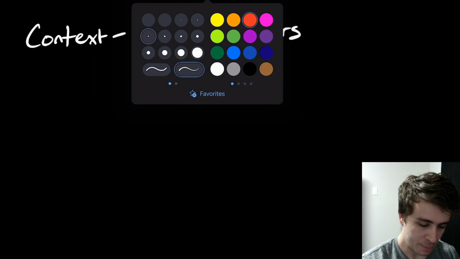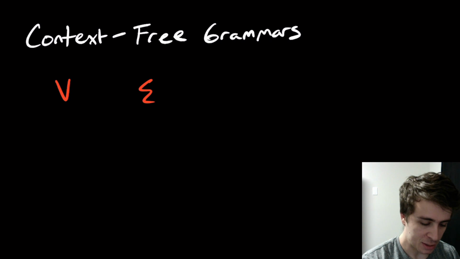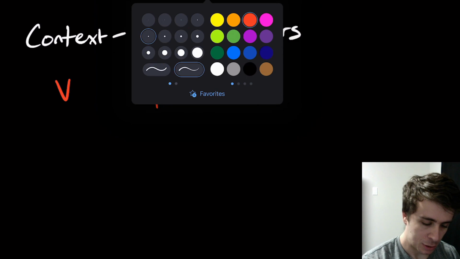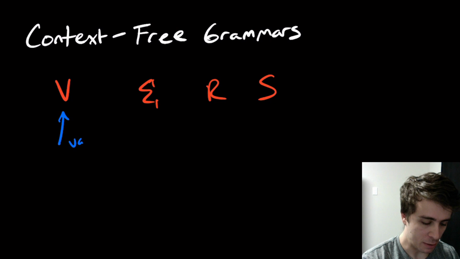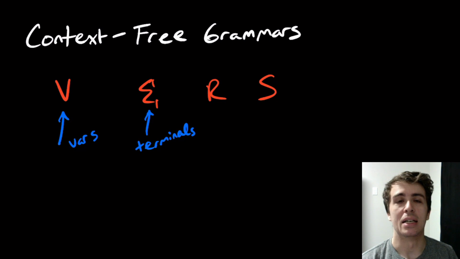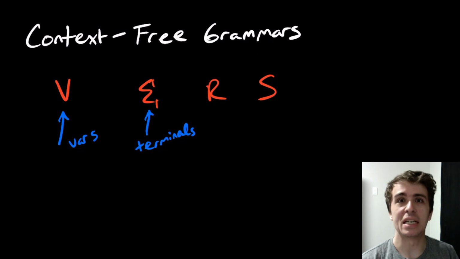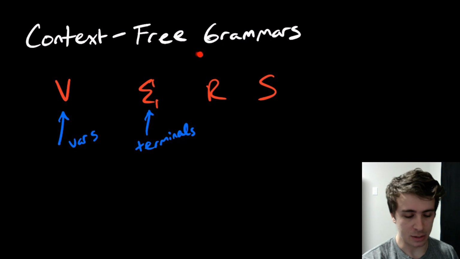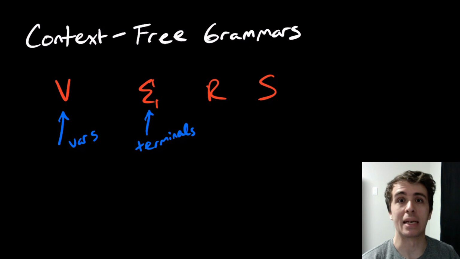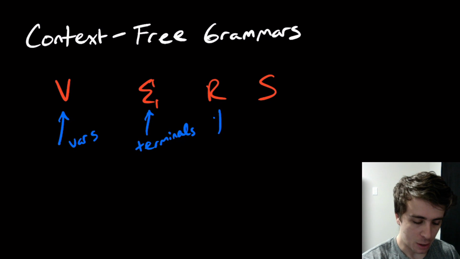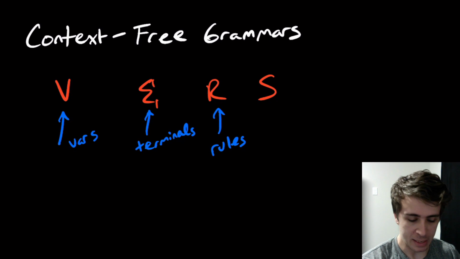the basic idea is that we have four things in a context-free grammar. We have V, which is called variables. Sigma right here is what we call terminals. You can think of it as just a set of letters, the strings that we're actually interested in. We're interested in sets of strings called languages, and grammars will be generating strings in a particular language. The R right here stands for rules, and I'll explain what that is. And S is what is called the start variable.